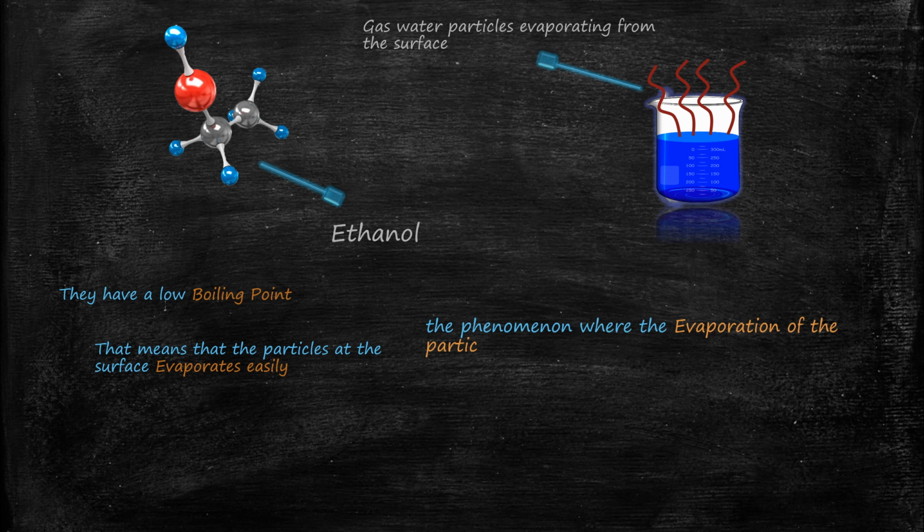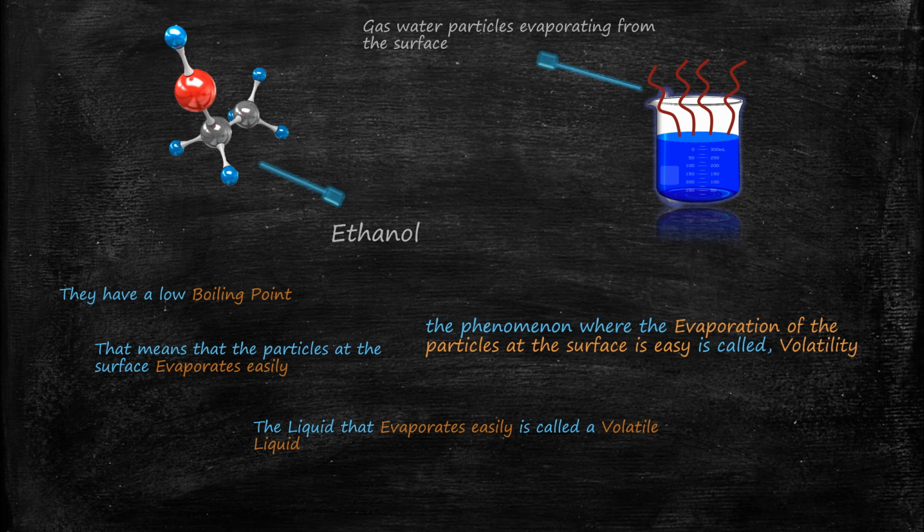This phenomenon where the evaporation of the particles at the surface is easy is called volatility, and the liquid that evaporates easily is called a volatile liquid.